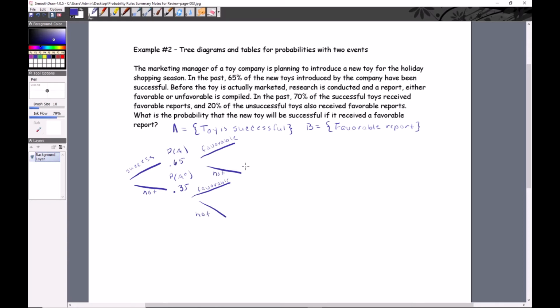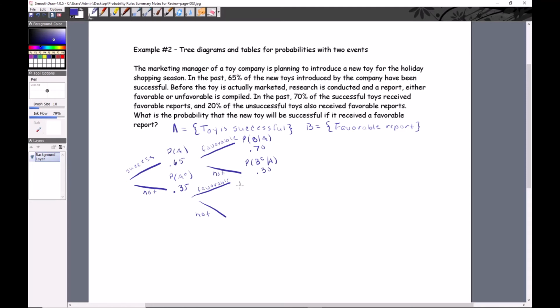All right. It says that in the past, 70% of successful toys, so given that the toy was successful, received a favorable report. All right, so that'll be the probability of B given A, and that should be 0.70. And this will be the probability of getting an unfavorable report. Right, that's B complement given that the toy was a success, and that should be 0.30 because that's the only two things that could happen.